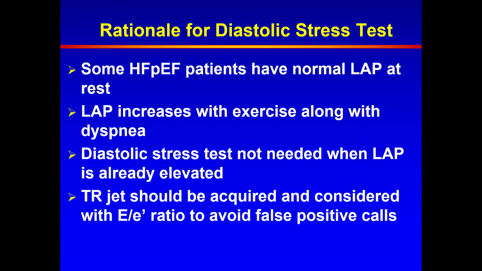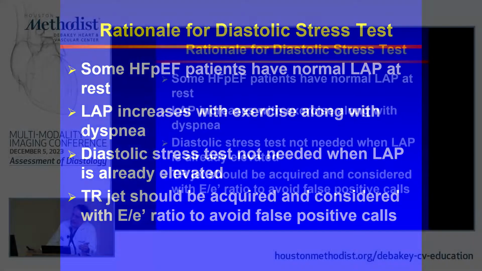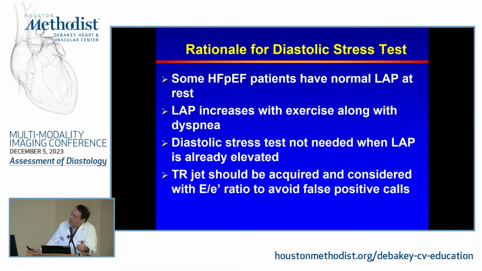Some patients who have heart failure with preserved ejection fraction can have a normal left atrial pressure at rest. But when they exercise, their LAP increases, as in the example I showed you early on in that presentation. And they get short of breath. So we want to uncover what happens to the LAP with exercise, and that's why we do that test. If a patient has an elevated LAP already at baseline, it's not a good idea to exercise them. It can go further up and they can go into pulmonary edema.